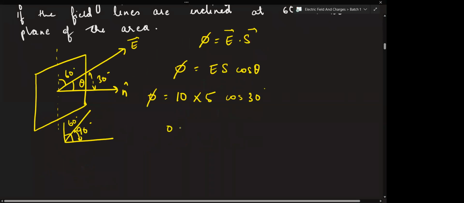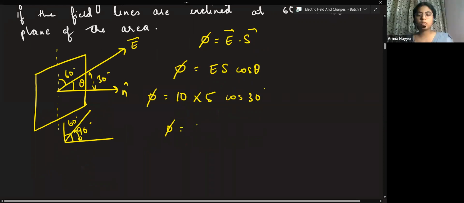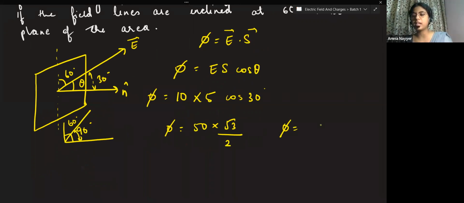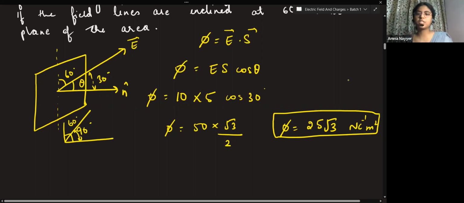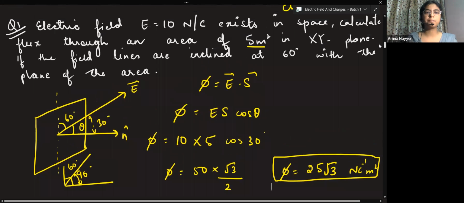Yes, now ma'am, see, we just have to multiply. 10 times 5 is 50, and cos 30 is root 3 divided by 2. So 50 times root 3 over 2 will be 25 root 3. The unit is Newton, coulomb inverse, meters square. This will be your answer. Just note down the solution. We'll do more questions on this.